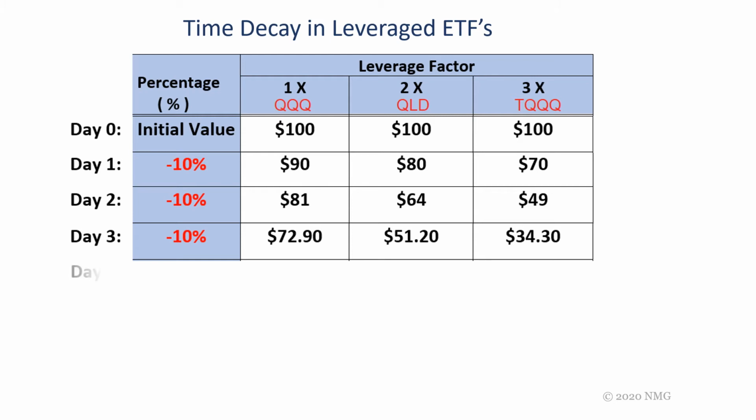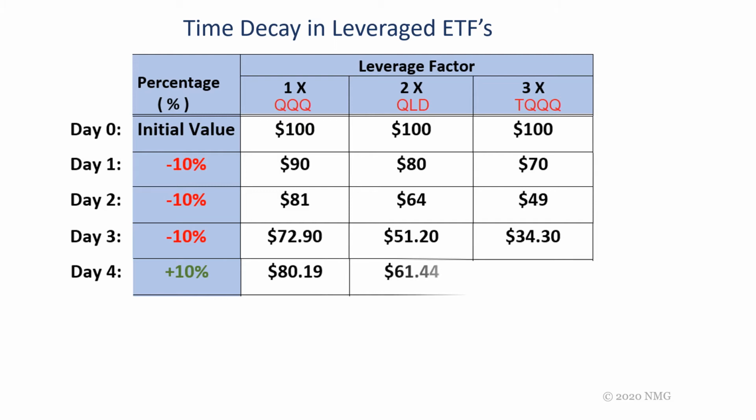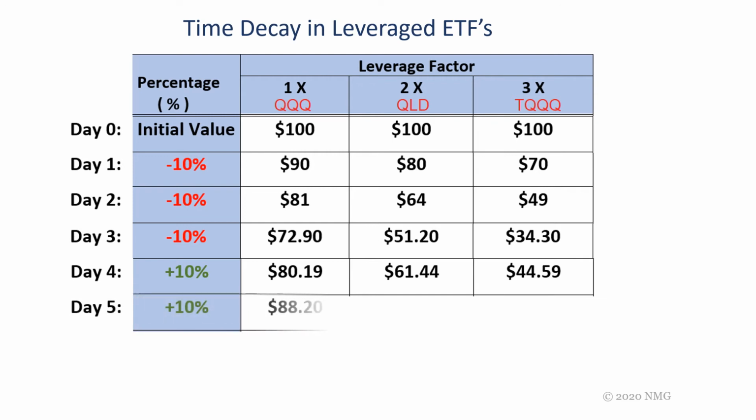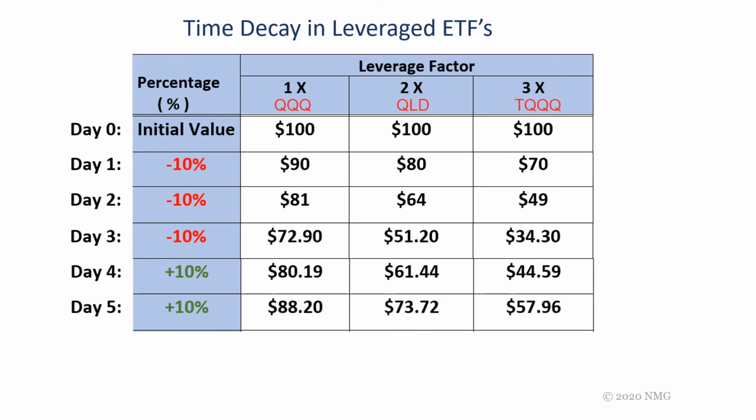On day 4, the market goes up by 10%. The 1x would be $80.19, 2x would move up by 20% to $61.44, and 3x would move up by 30% to $44.59. On day 5, the market goes up by 10%. The 1x would be $88.20, 2x would move up by 20% to $73.72, and 3x would move up by 30% to $57.96.